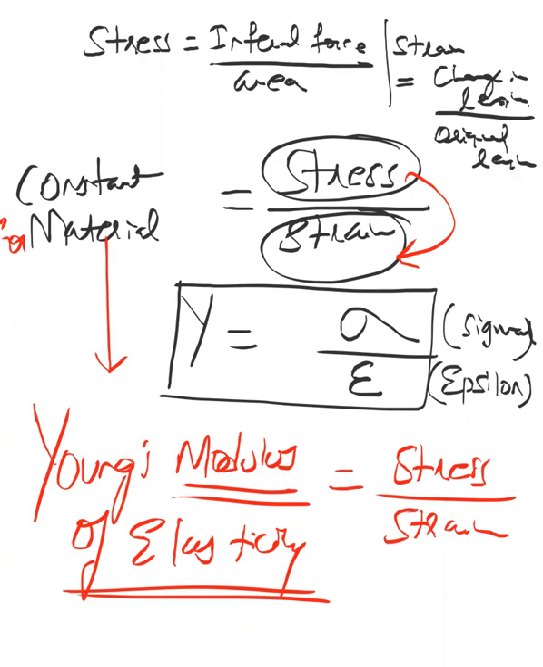So every material has got some Young's modulus of elasticity value, constant value, and that value is nothing but stress upon strain. This is the formula for Young's. Young is a scientist, and modulus of elasticity is a constant. It is the name given to the constant, which is the ratio of stress upon strain. Okay, is it clear or not clear?